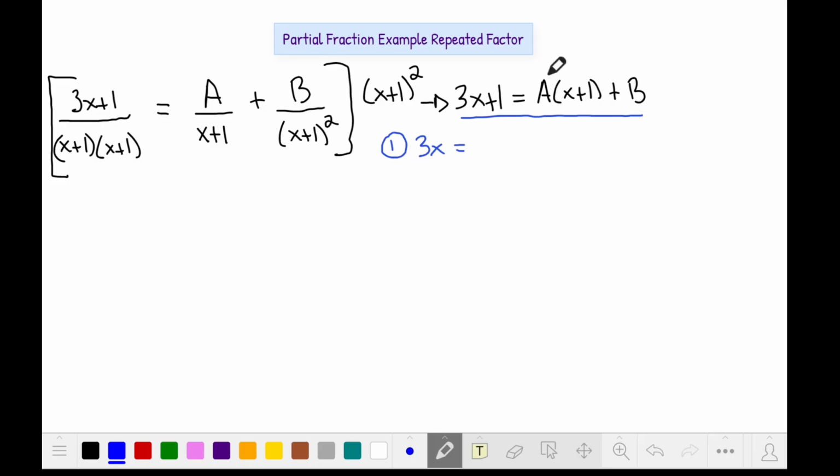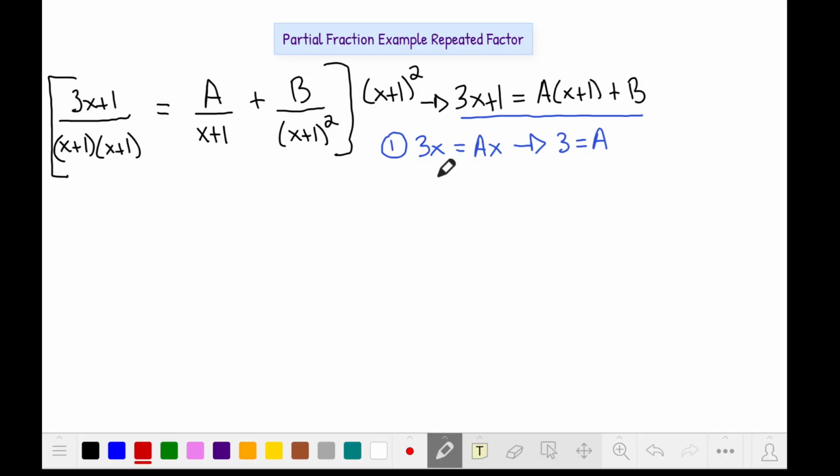And on the right-hand side, I've got a times x, so that's it, because the b doesn't have any x terms. And from that, we get an answer right away, that 3 is equal to a. Now in red, we're going to do all the non-x terms.